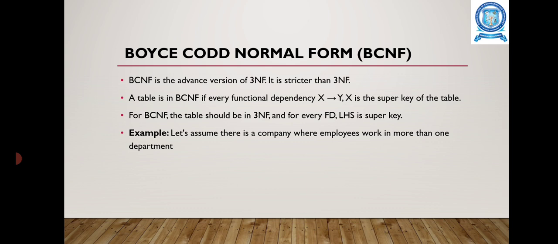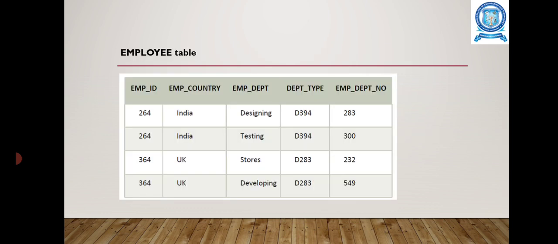For example, let's assume there is a company where the employee is working in more than one department. Then the employee table becomes employee ID, employee country, employee department, department type, employee department number. Here the employee IDs 264 and 364 are present. Employee ID 264 belongs to several departments at the same time, that means the designing department as well as the testing department. Employee ID 364 also has two departments. The first one is stores, and the second one is developing.